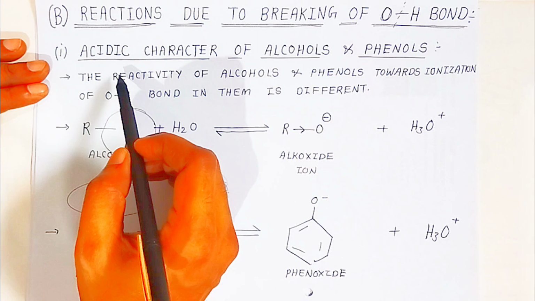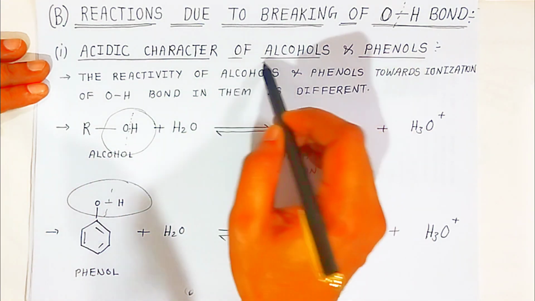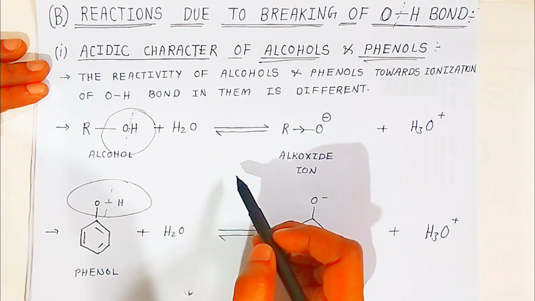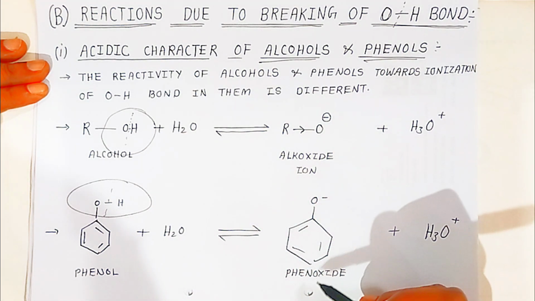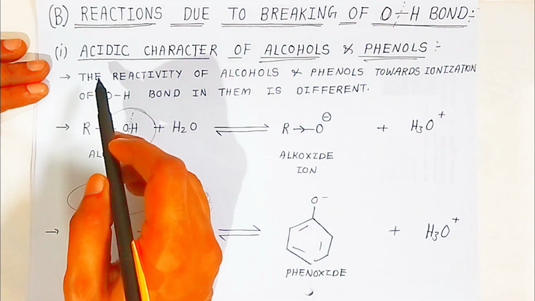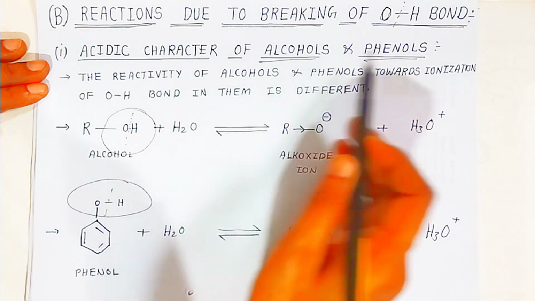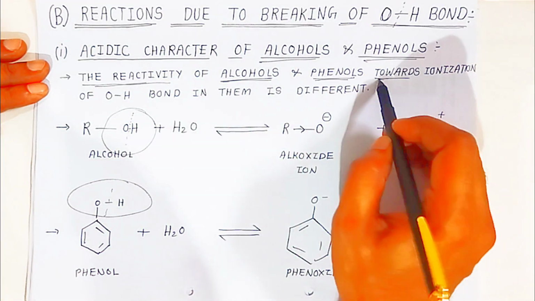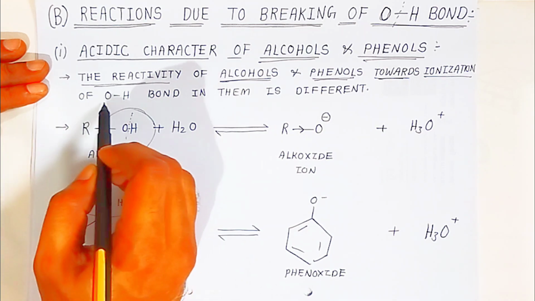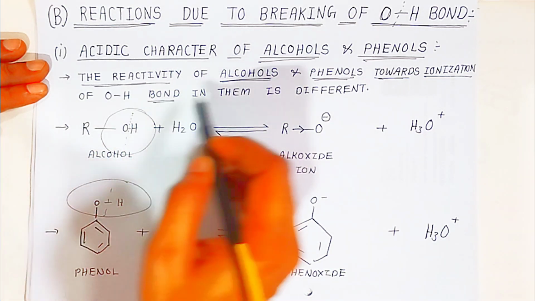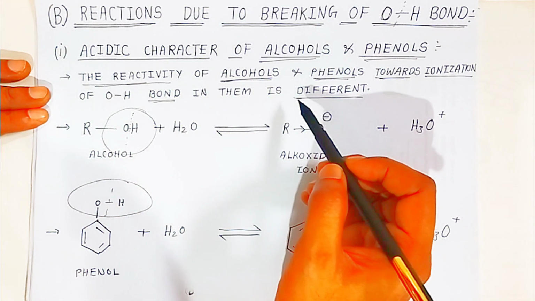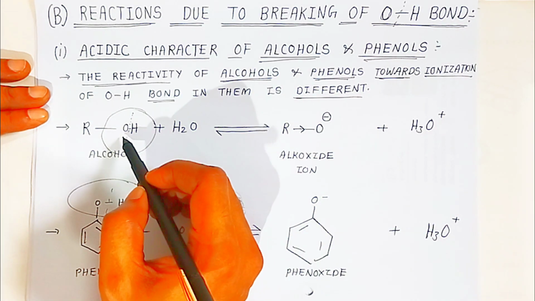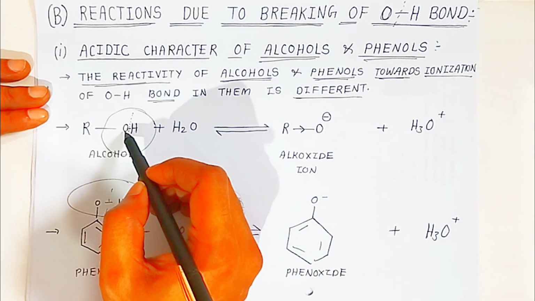Now, students, before that, we explain the acidic character of alcohols and phenols. Why is alcohol neutral and phenol acidic in nature? With the help of these, students, you can explain the acidic character of alcohols and phenol. The reactivity of alcohols and phenol toward ionization of the hydrogen-oxygen bond in them is different. How do you come to know the alcohol is neutral, students? There is a breaking of the bond between oxygen and hydrogen.